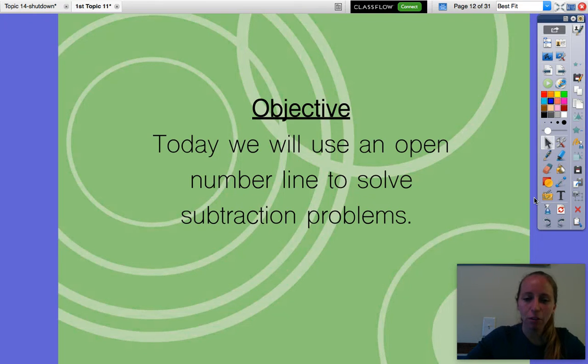Hello. Today for math, we are going to be using an open number line to solve subtraction problems. Now remember, an open number line doesn't have any numbers already on it. We have to write the numbers in.